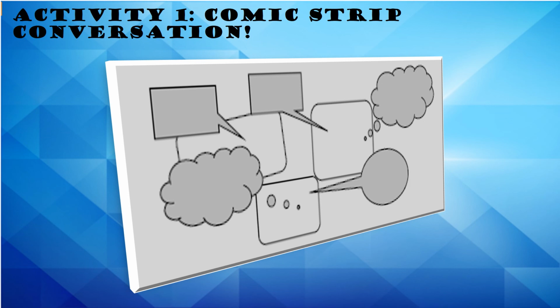Whoa, good job! We are now on the last activity. This is entitled Comic Strip Conversation. On a short bond paper, create a short comic strip conversation that shows one of the types of modals. Again, one of the types of modals: permission, obligation, or prohibition. Refer to the rubric found in your module on page 11.